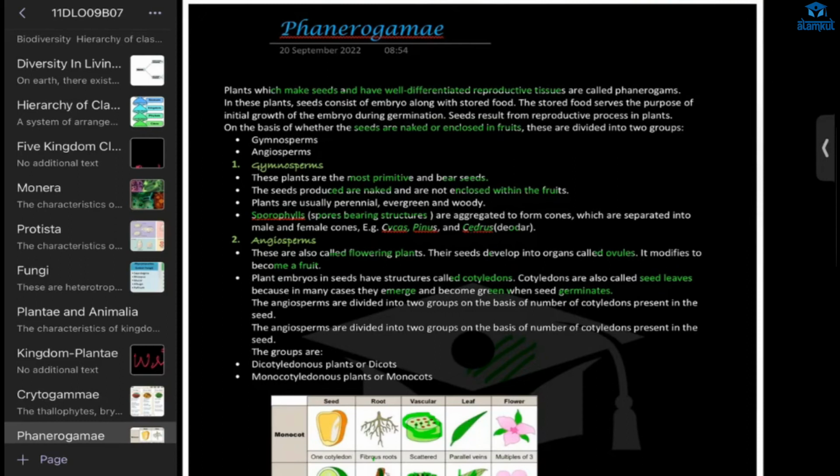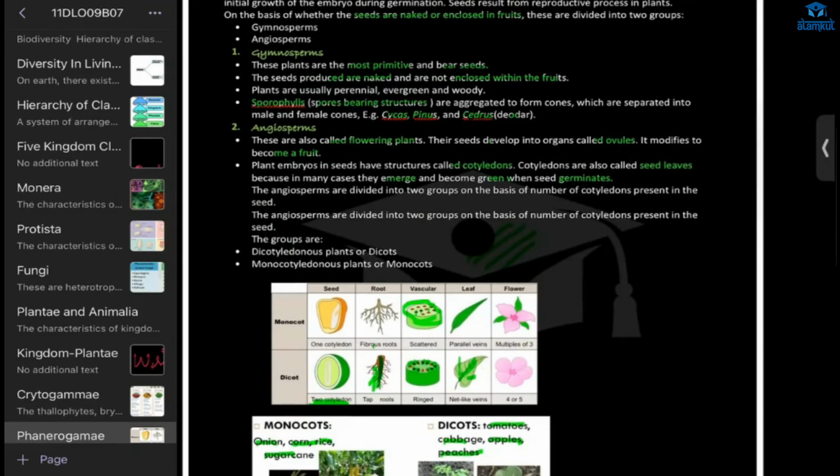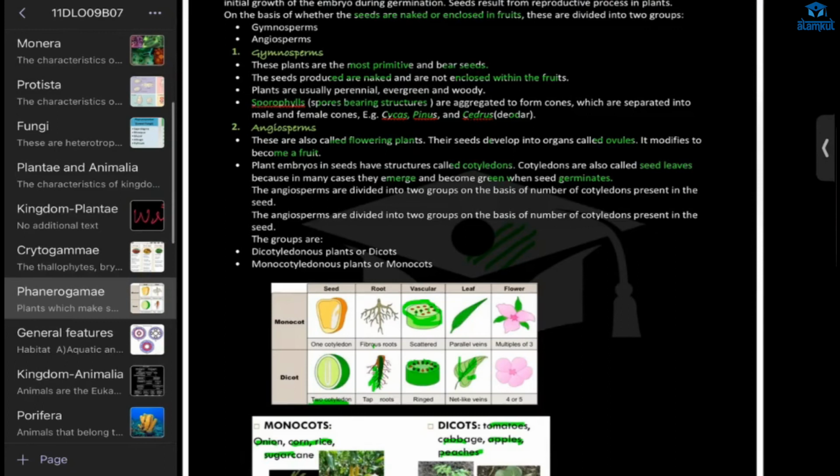In the gymnosperm, the seeds are naked. They don't have any covering. In the angiosperm, there is a covering. The seeds are divided into dicots and monocots. All these things. That was for the plant kingdom.